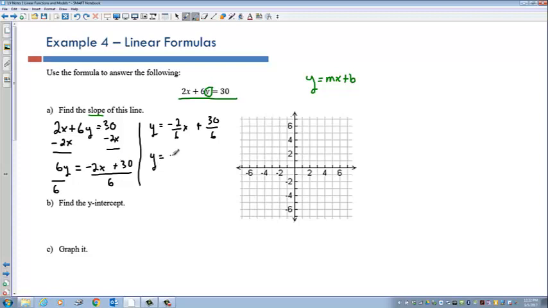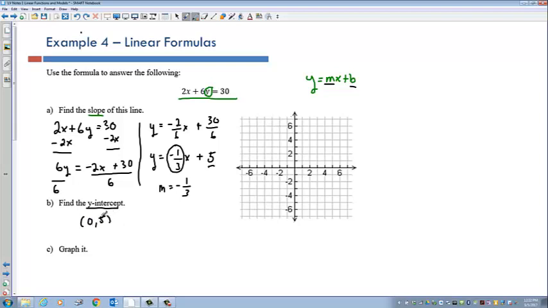And then, of course, this reduces to 1/3, so it's negative 1/3 x, and that's a plus, and 30 divided by 6 is 5. So there's the formula in y equals mx plus b form, and so you can just read off the slope. Here's the slope m, which is exactly the same position here, which is negative 1/3. So m is equal to negative 1/3. And then the y-intercept is the b, which is just the positive 5. So you can write y equals 5 if you like, or I'll just write the point 0, 5.